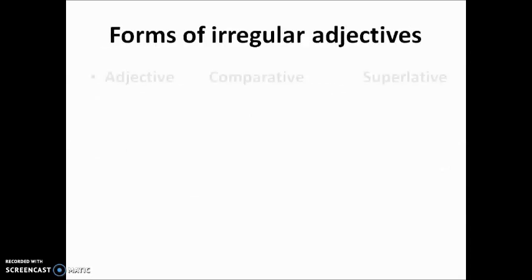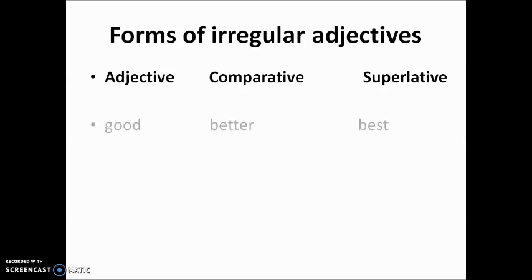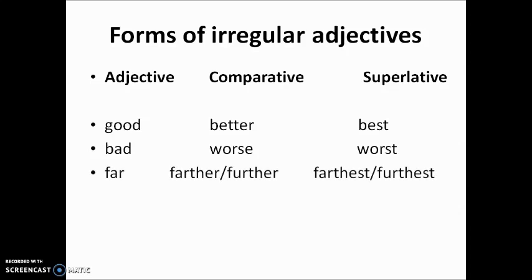For irregular adjectives, for example, good, it becomes better, and in the superlative form it becomes best. Bad, worse, worst. Far, it has 2 forms, farther or further, and in the superlative form, farthest or furthest. And much and many, it becomes more and most.